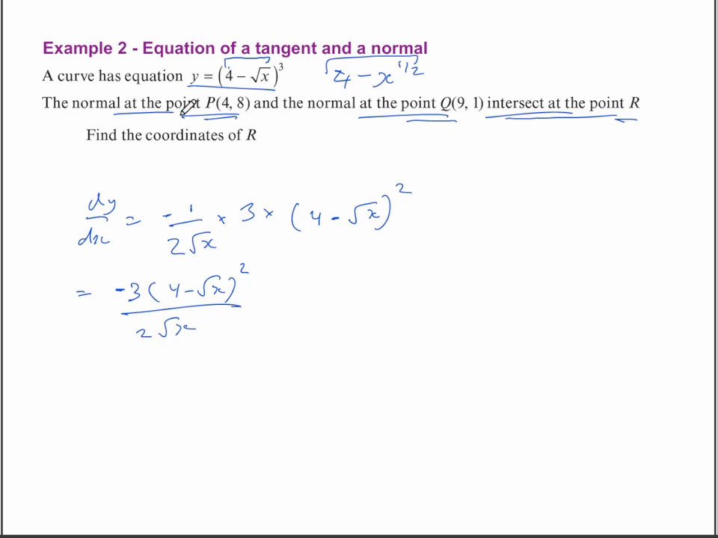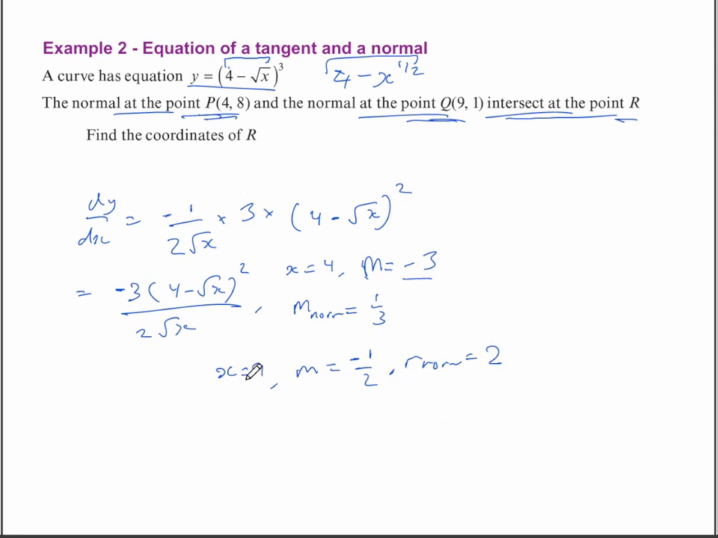Then you want to find the gradient of the tangent at point P and point Q. At point P, that means when x is equal to 4, our gradient is going to be -3, and therefore the gradient of the normal is going to be the reciprocal of this times negative 1, which is equal to 1/3. That's going to be the gradient of the normal. On the other hand, when x is equal to 9, our gradient of the tangent is going to be -1/2. Therefore, the gradient of the normal is going to be the reciprocal of this times negative 1, which is going to be positive 2.